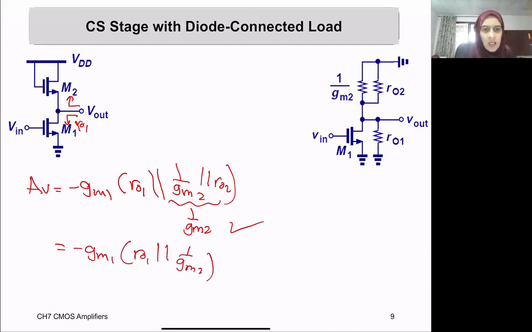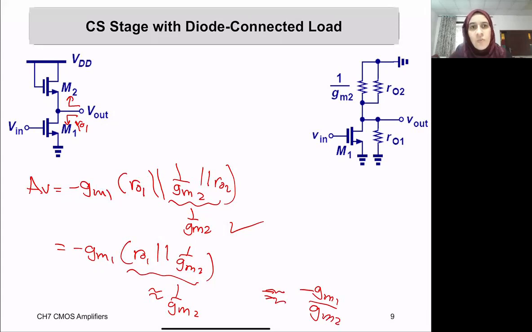Is this a good idea if you want to have a large gain? No, it's not, because this impedance will also eventually become almost 1 over gm2. So you will have an entire gain that's almost minus gm1 over gm2, which is small. Any questions?